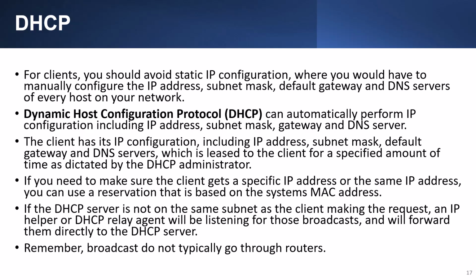You need to make sure the client gets a specific IP address or the same IP address. You can use a reservation that's based on the system's MAC address. If the DHCP server is not on the same subnet as the client making the request, an IP helper or DHCP relay agent will be listening for those broadcasts and will forward them directly to the DHCP server. Remember, broadcasts do not typically go through routers.